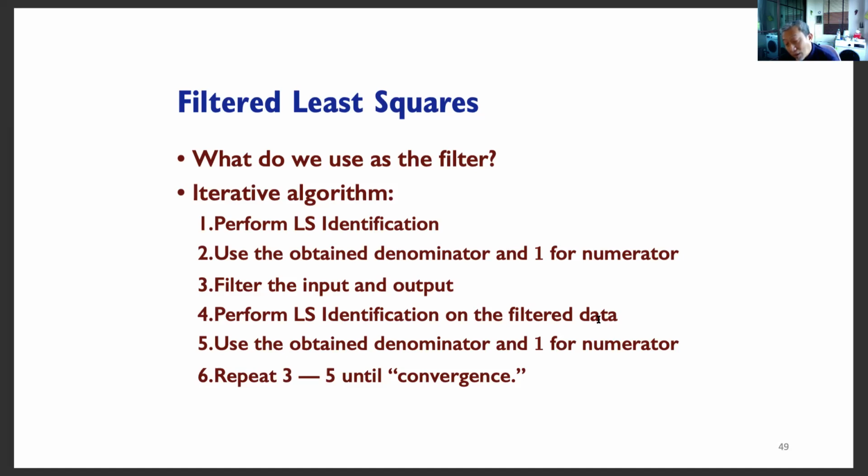Previously, in example 1, example 2, and example 3 of the homework, we were using non-filtered data. But in this case, we will do the least square identification two times: first on the non-filtered data, and then on the filtered data, meaning you have to do the calculation twice. Then use the obtained denominator and 1 for the numerator, and repeat steps 3 to 5 until the converged value of the parameters is achieved.